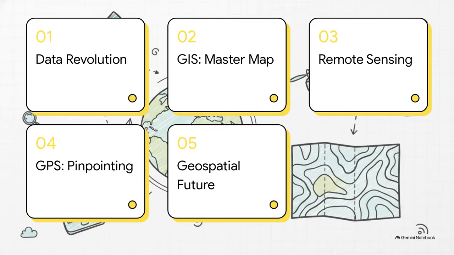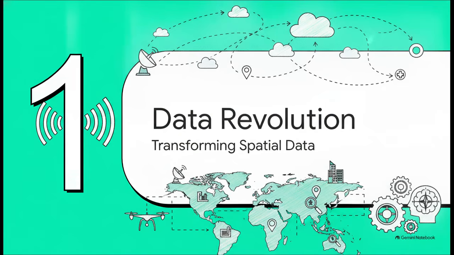Here's our roadmap for today. We'll start with the geospatial data revolution, then dive into GIS, the master map, remote sensing, eyes above, GPS, pinpointing our world, and finally wrap up with our geospatial future. Part 1. The Geospatial Data Revolution, Transforming Spatial Data.